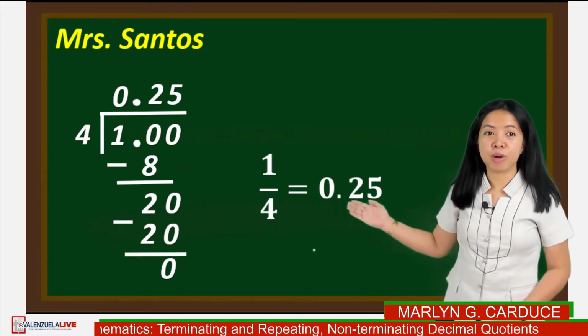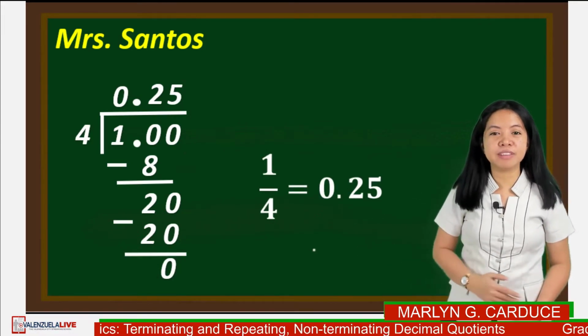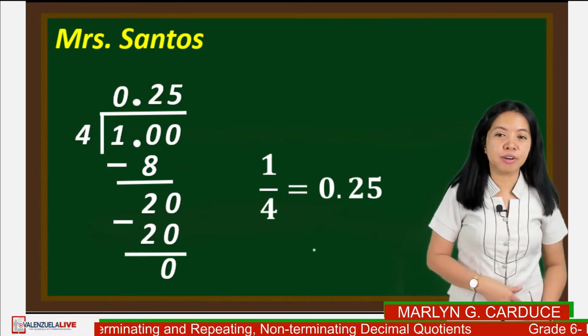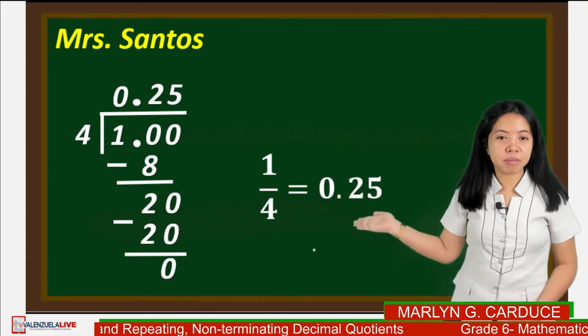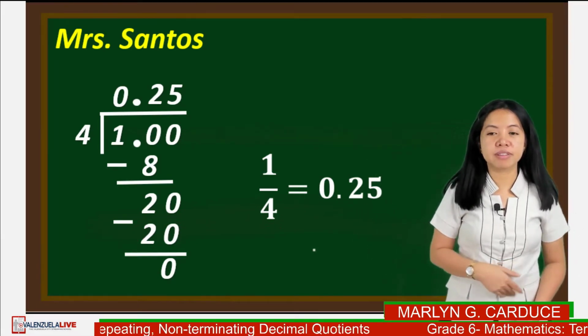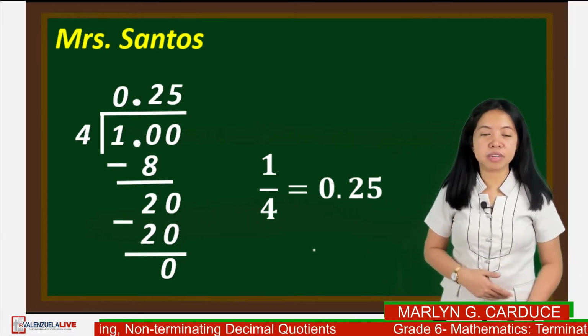So the fraction 1/4 is equal to 25 hundredths in decimal form. And when we divide the numerator 1 by the denominator 4, it will give us 25 hundredths as our decimal quotient.